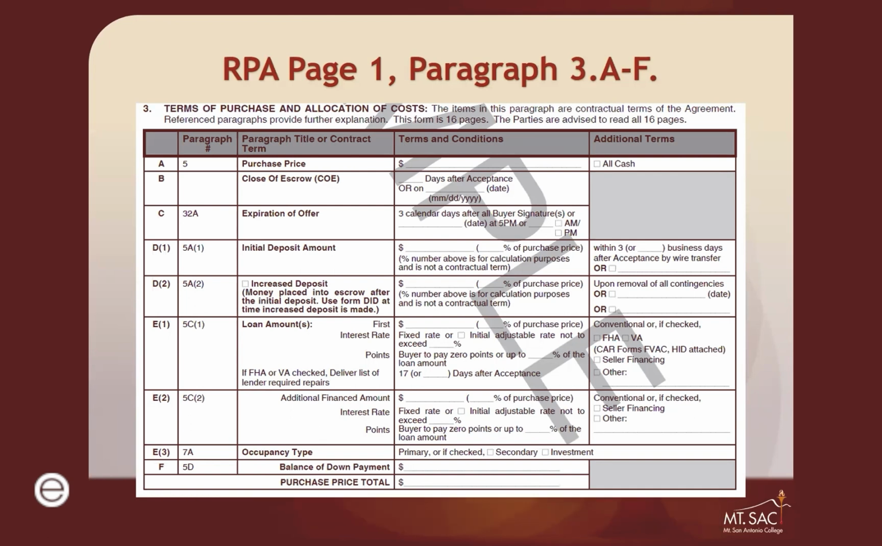All right. If you've got secondary financing, E2 will provide that information. Again, it reads just like E1 does, 0 points, conventional, unless you go with something else like seller financing, fixed rate. If you want to go adjustable rate, you can put that in there.